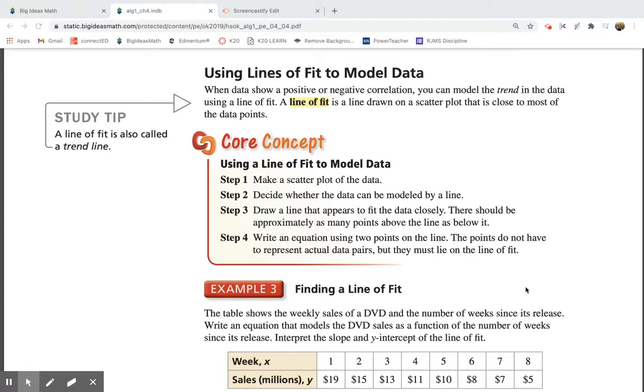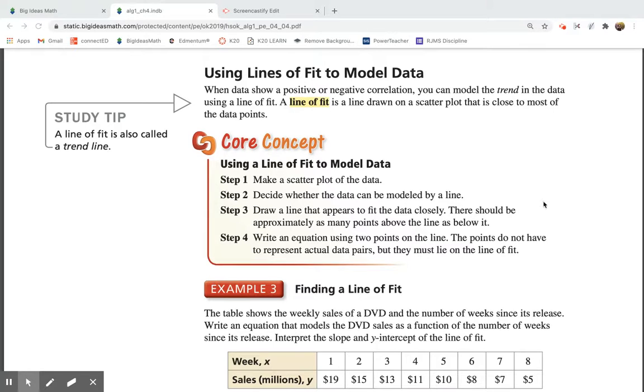Okay, next we're going to look at a line of fit to model data. When the data shows a positive or a negative correlation, so only one of those two, it has to have some sort of correlation, you can model it by using a line of fit. It's exactly what it says. It's a line drawn on a scatter plot that is close to most of the points. So think of a line of fit as the line that best fits all the points.